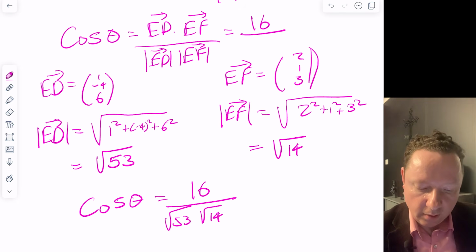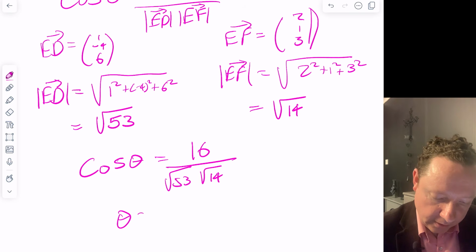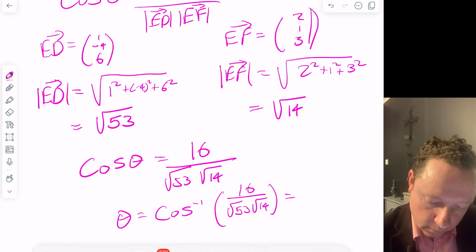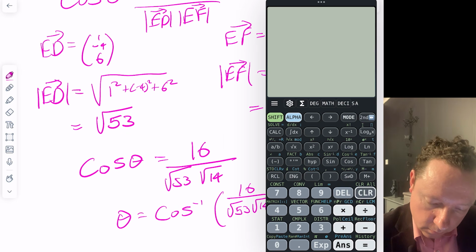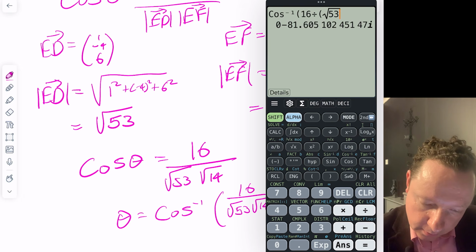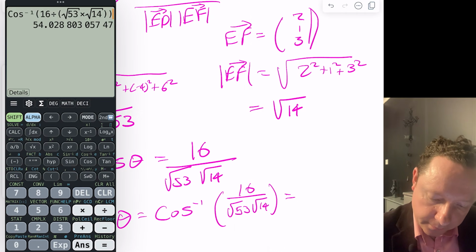So now it's a calculator job to get theta. Theta is the inverse cos of all of that nonsense: 16 over root 53 root 14. Shift cos, 16 divided by open bracket root 53 times root 14. I get 54.028.